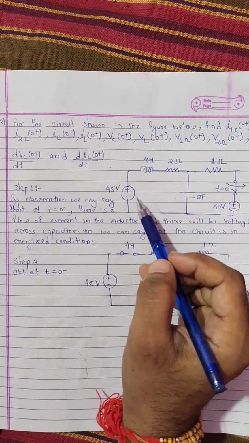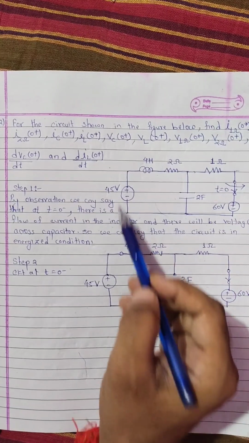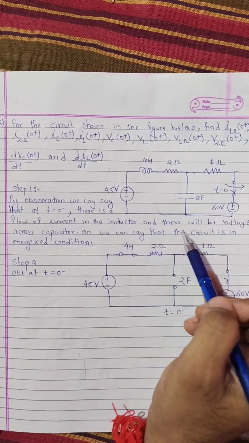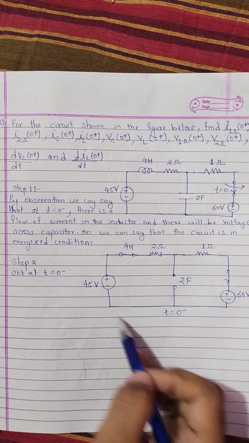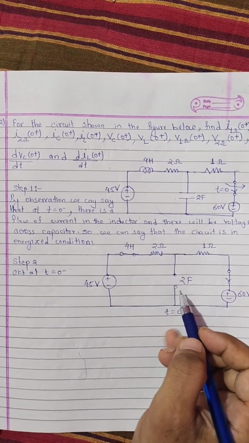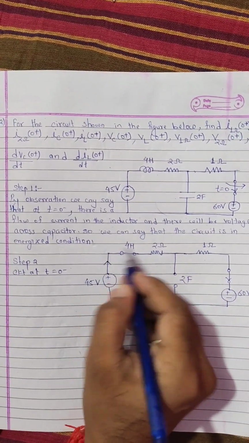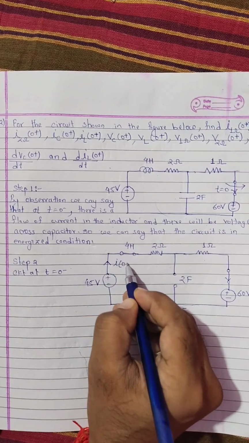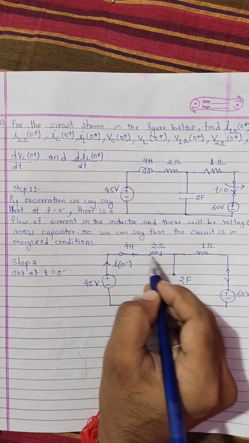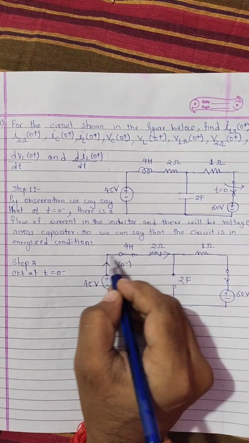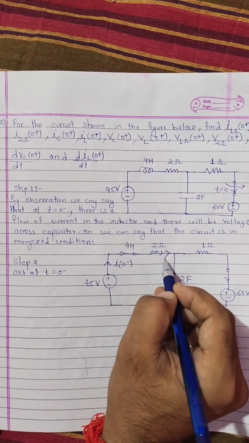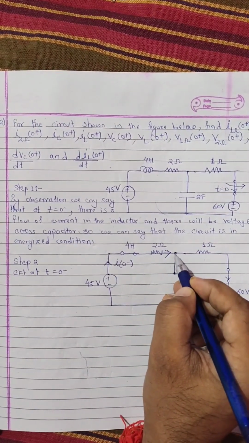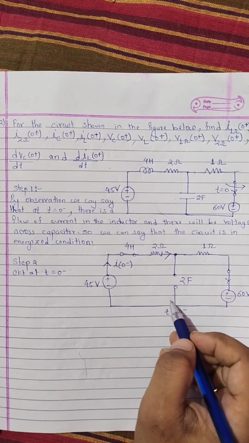Since in this circuit we don't have the variable of current, we will assume the direction of current in this circuit. Let us assume the current in this branch is I0 minus. This current I0 minus will flow like this in this branch, and it will find 2 branches.